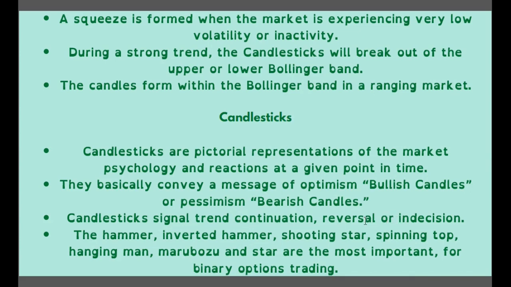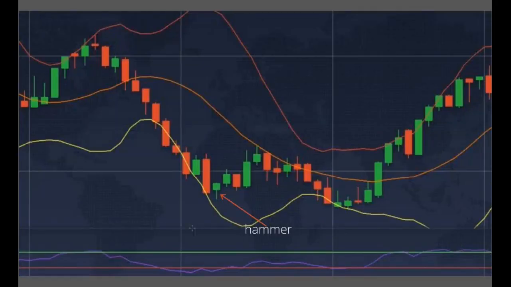Candlesticks signal trend continuation, reversal, or indecision. The hammer, inverted hammer, shooting star, spinning top, hanging man, Marubozu, and star are the most important candlesticks for binary options trading. So these are the most important candlesticks, and we'll be talking about all of them today.